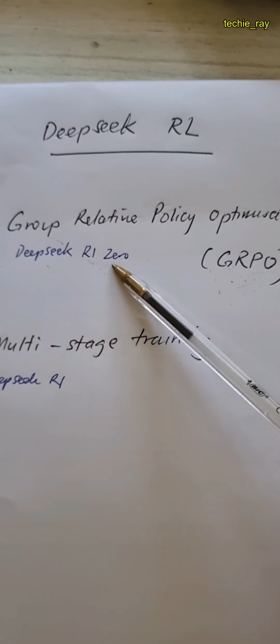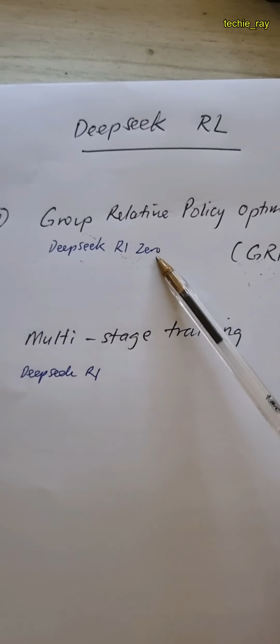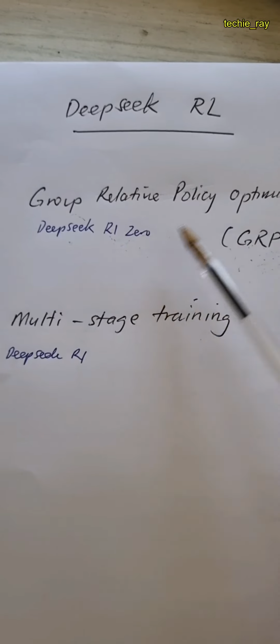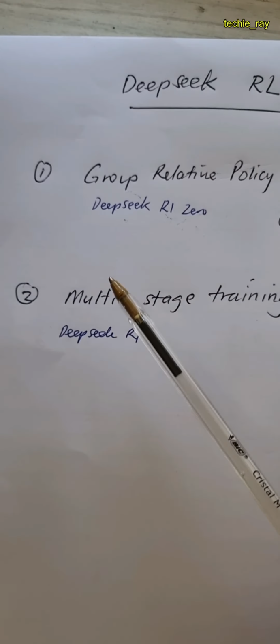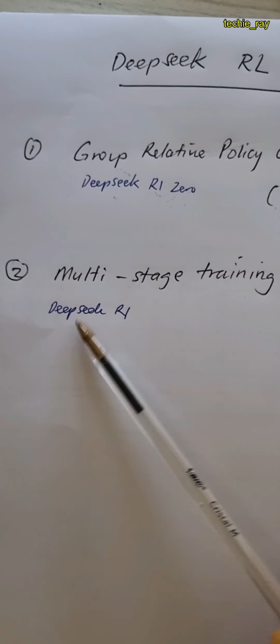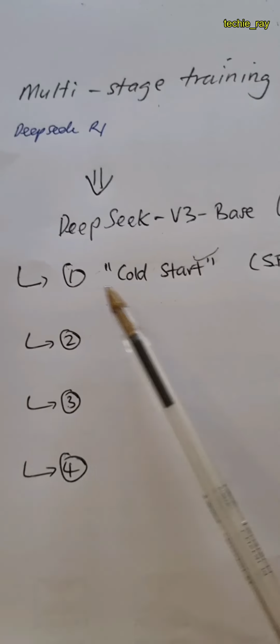The DeepSeek R1 Zero model was purely trained on the GRPO method. While this method alone gave the model strong reasoning capabilities, the model still struggled with things like mixed languages. So here, the DeepSeek team also implemented multi-stage training to produce the DeepSeek R1 model. Here, they took the DeepSeek version 3 base model, which then was the latest model, and they put it through 4 stages of training. Step 1 is cold start, where they applied SFT on this base model using a very small dataset.